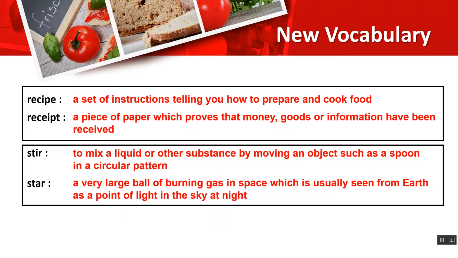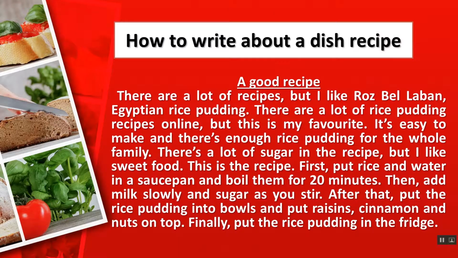Stir and star. Stir, to mix a liquid or other substance by moving an object such as a spoon in a circular pattern. Star, a very large ball of burning gas in space which is usually seen from Earth as a point of light in the sky at night.